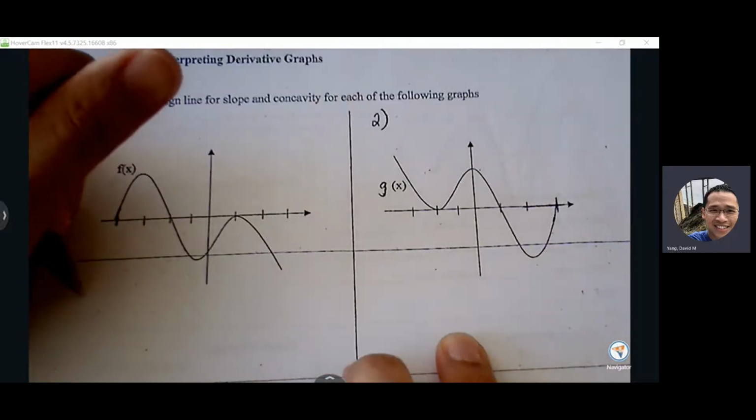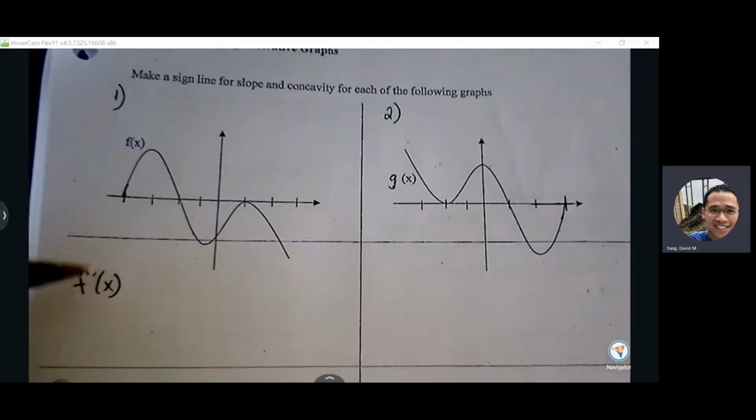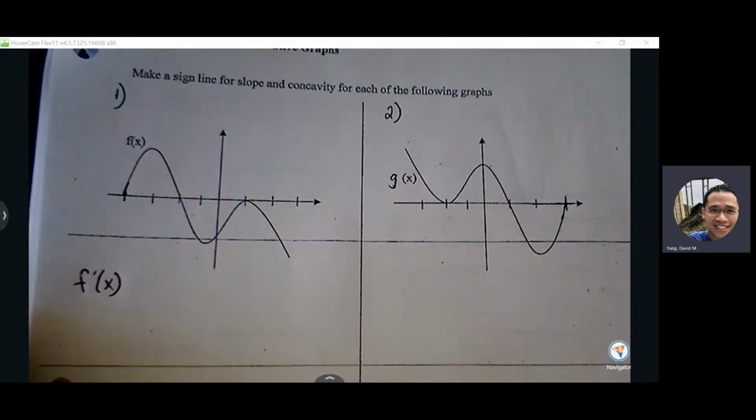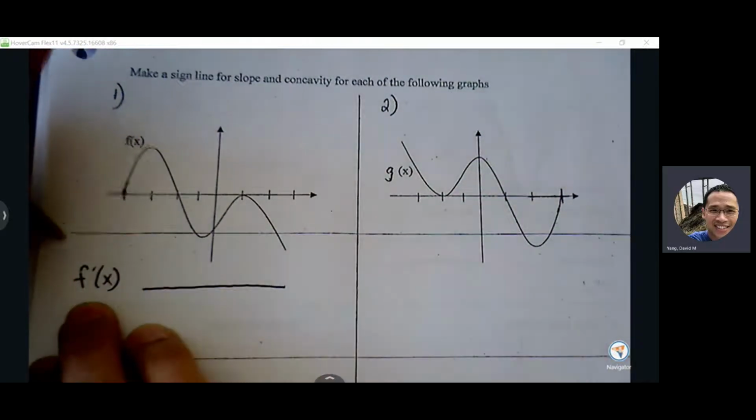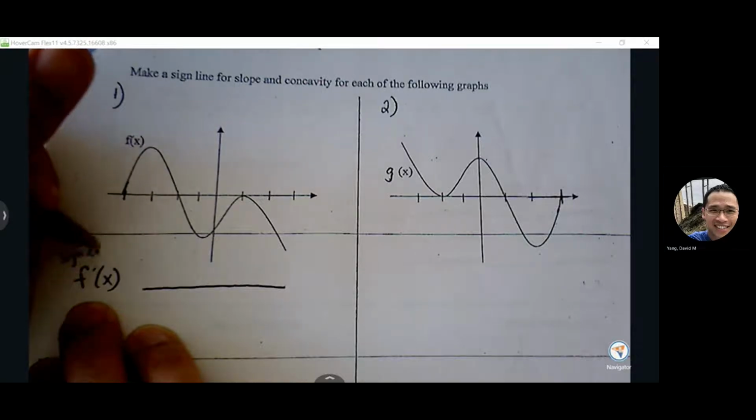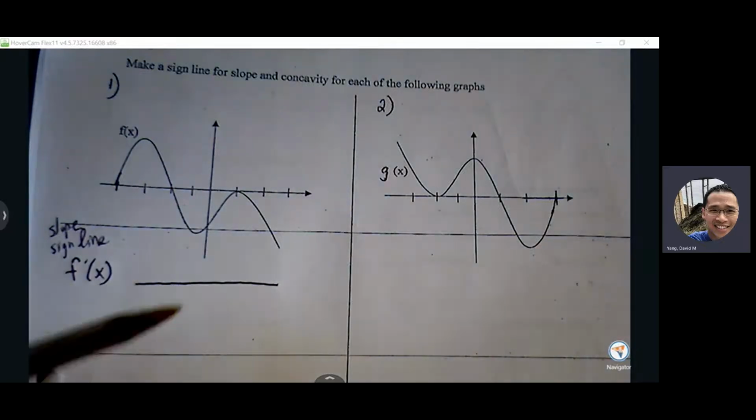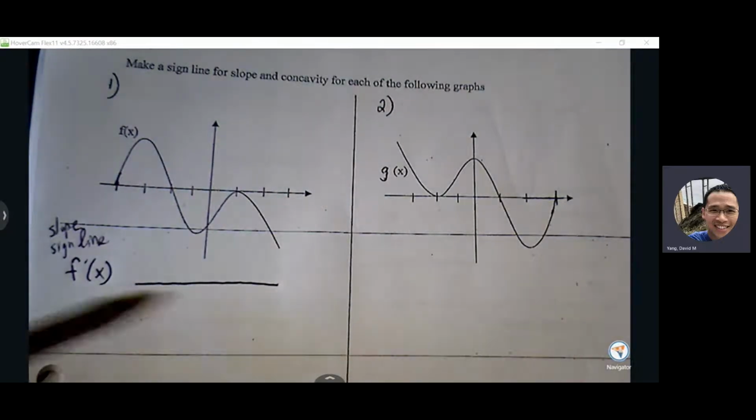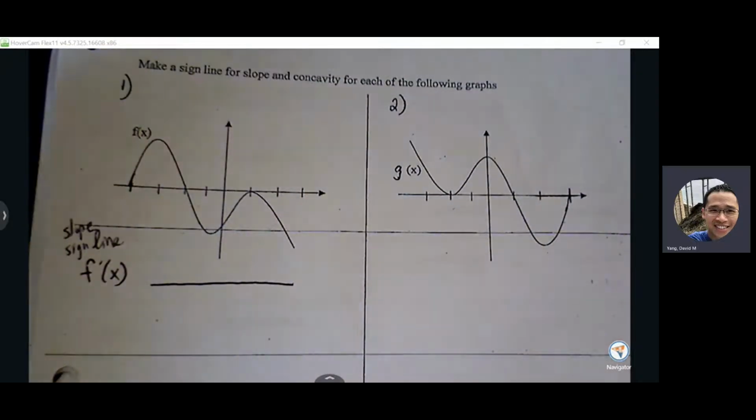When we create our slope sign line, this is eventually going to act as the bridge to our derivative graph. Okay, but we'll create our slope sign line here. I'll call this slope sign line. Before we do that, we're going to identify our critical points, which are our peaks and valleys. So what values can we put onto our slope sign line to begin with?